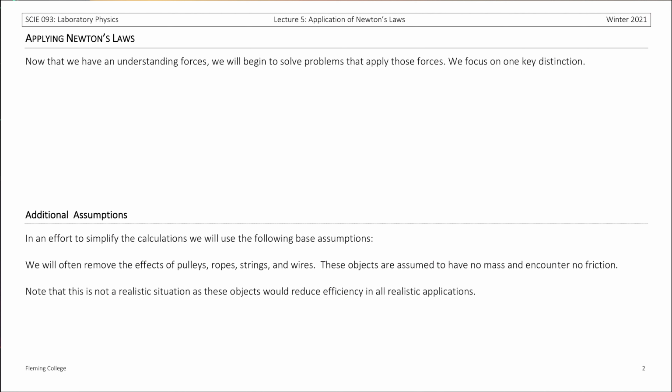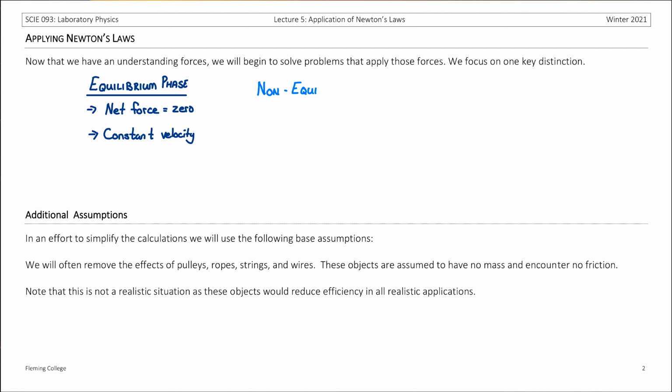When we look at applying Newton's laws, we are going to take our understanding of forces and solve motion problems that apply those forces. We need to focus on one key distinction. We will need to consider whether we are in an equilibrium phase, where we have a net force equal to zero, and thus a constant velocity, or whether we're in a non-equilibrium phase, where we have a net force, and thus we have non-constant velocity.